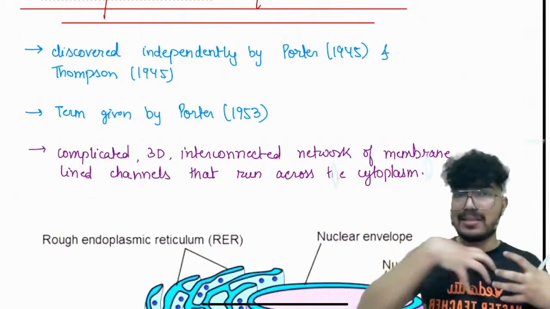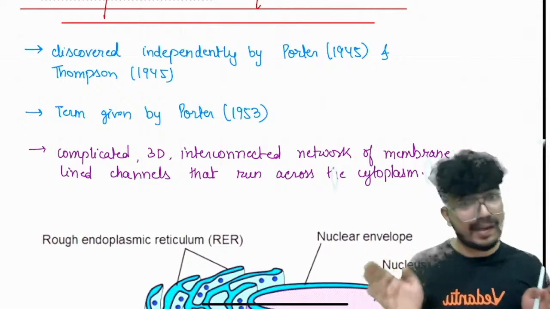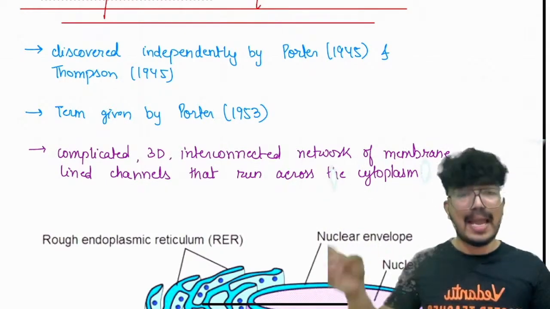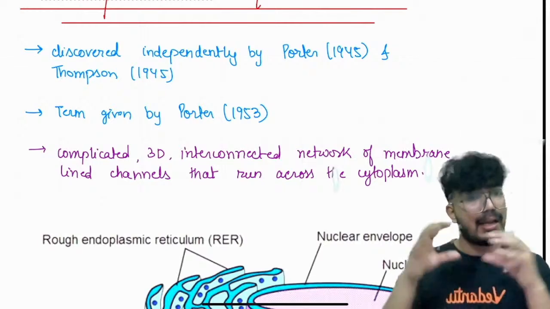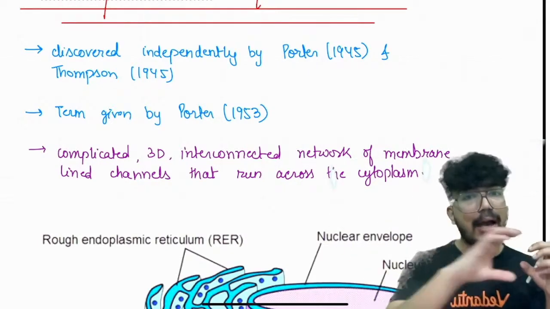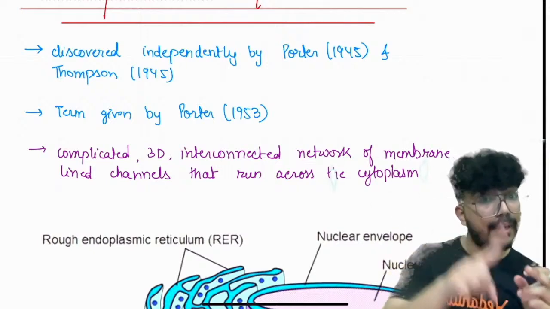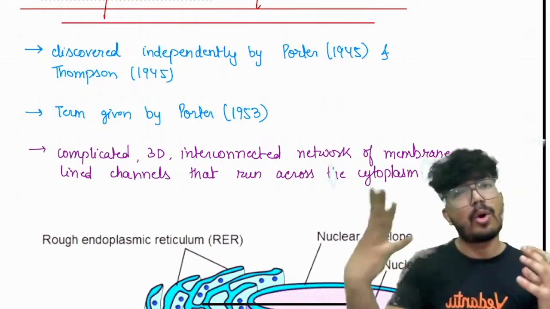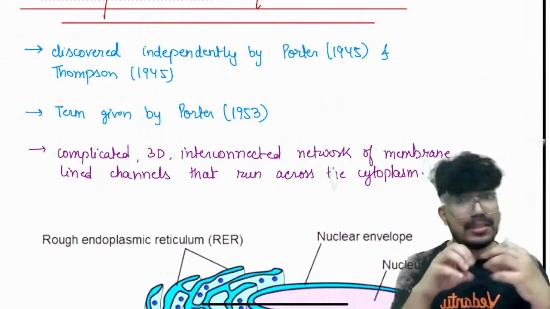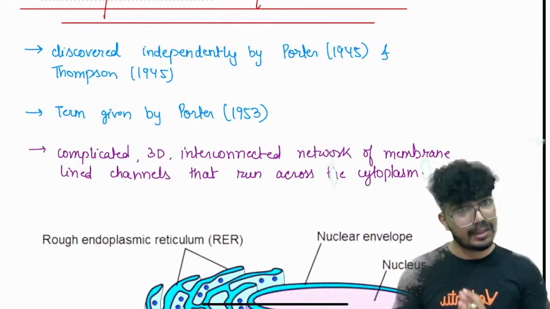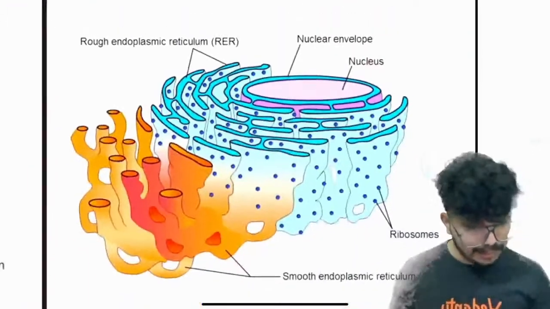A city has the sewer line. You have the whole complete sewage system, with pipelines running across the whole city, and the pipelines are interconnected. The same way, the endoplasmic reticulum: these are the pipelines, these are membrane lined channels that run across the cytoplasm. The channels are very complicated and interconnected. They make a 3D network. Easy peasy.